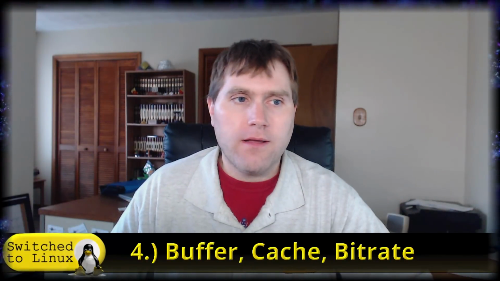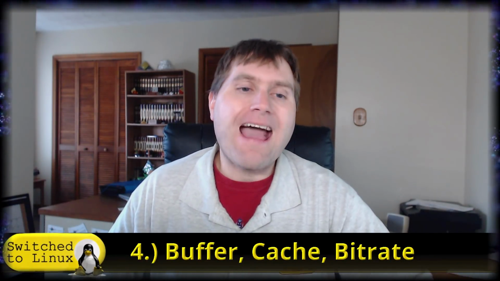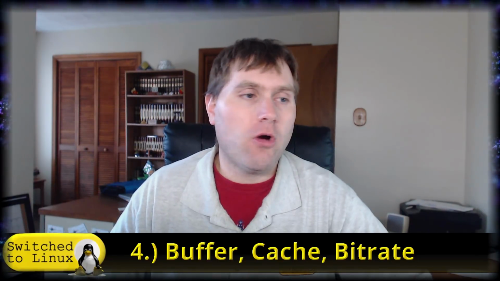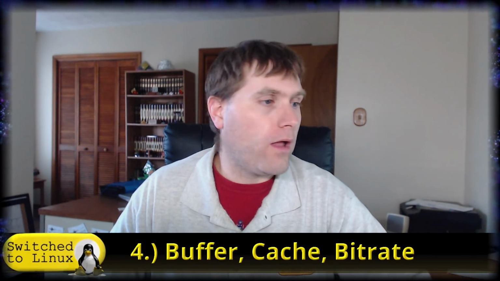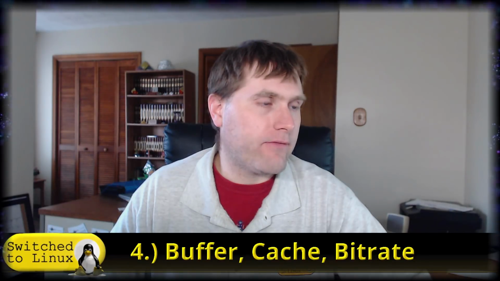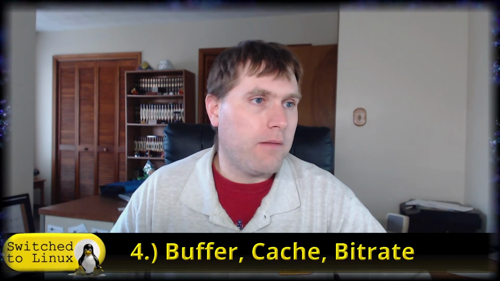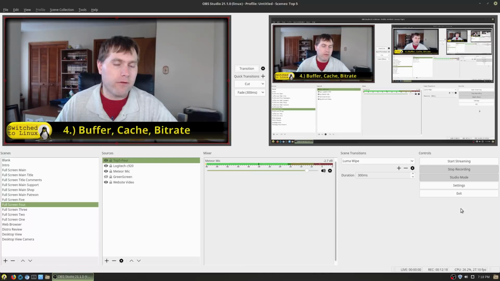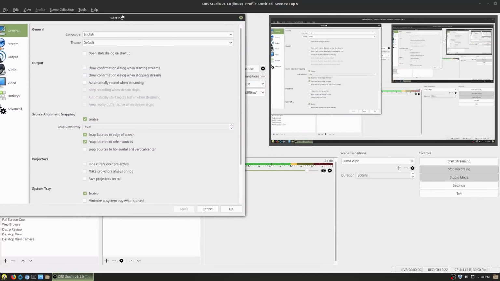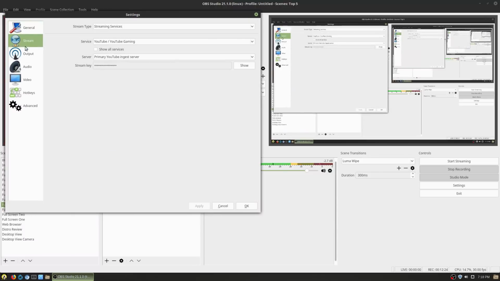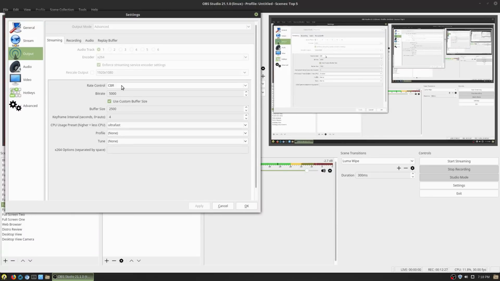Number four. Utilize your buffers, your cache, and your bitrate for producing good quality video or a good quality stream. So once again, we're going to go back over to my main desktop view, back into our settings, and where you're going to find these is your output. Under streaming, you'll see I'm using 5,000. You want to make sure you're picking a number that is a little bit, maybe even a lot, below your upload speed.